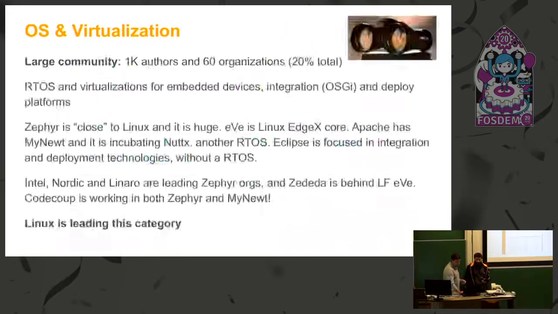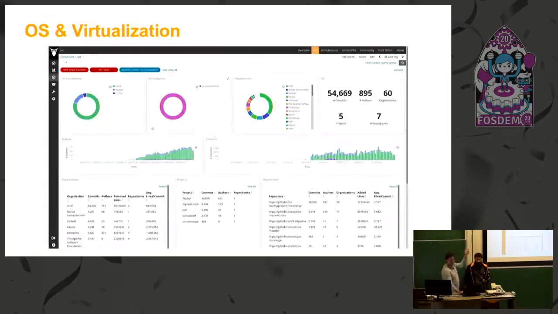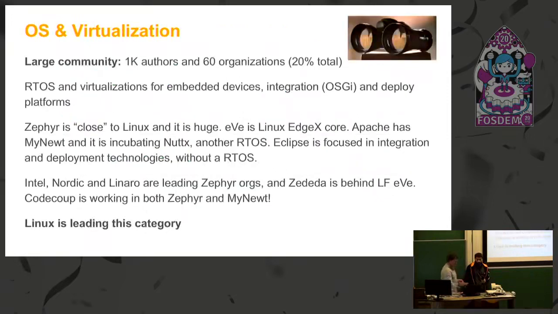For example, in the case of OS and virtualization, we found it interesting because there is a large community in this field, and the Linux Foundation seems to have more activity here. In order to show you the decisions we made building this information, for example, we have considered that the Zephyr project is a project from the Linux Foundation. That probably is not totally right, because it is not a complete Linux Foundation project, but it is related, a kind of collaborative project from the Linux Foundation.